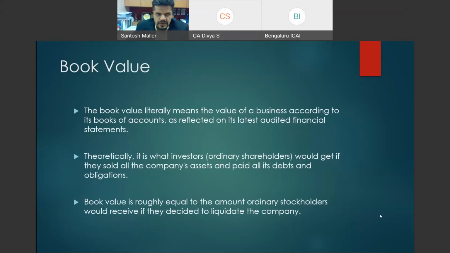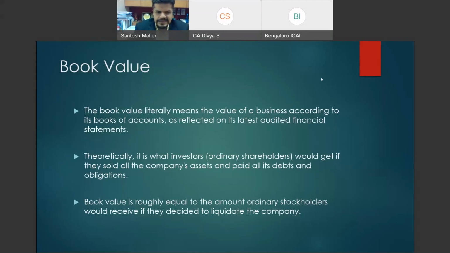So if, on a realizable basis, the shareholders were to liquidate the company, sell all the company's assets and pay all its debts or liabilities, that is the value which the investors will fetch. Book value is roughly equal to the amount ordinary shareholders, stakeholders, stockholders would receive if they decided to liquidate the company.